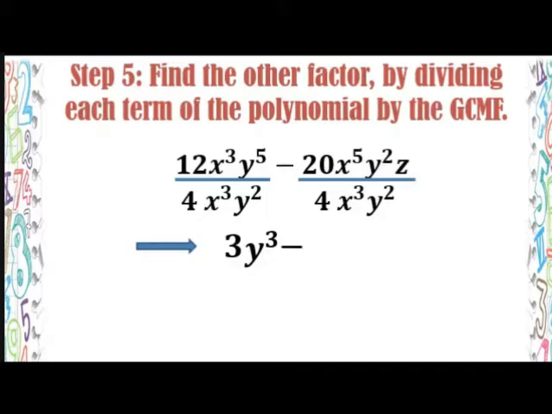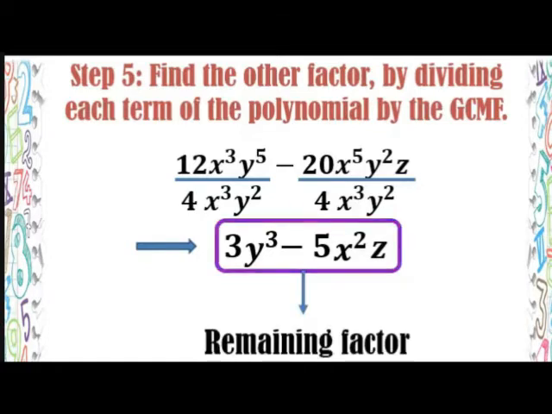Copy the operation, and then 20 divided by 4 is 5. X raised to 5 divided by x raised to 3, that is x raised to 5 minus 3, which is 2. Cancel y squared and then bring down z. So this is now the remaining factor.